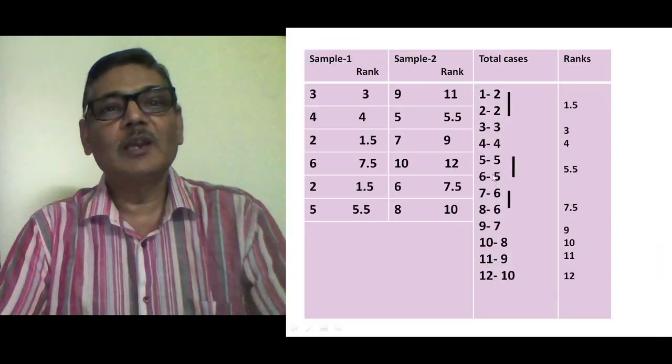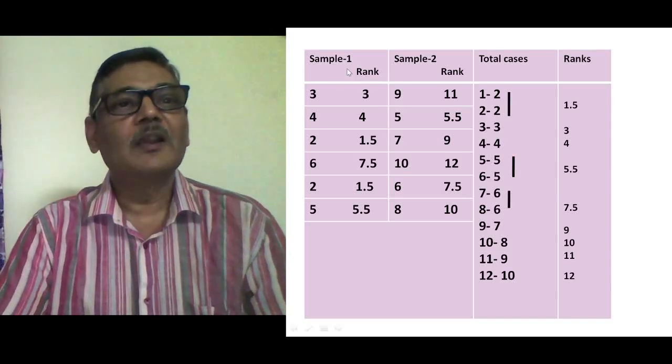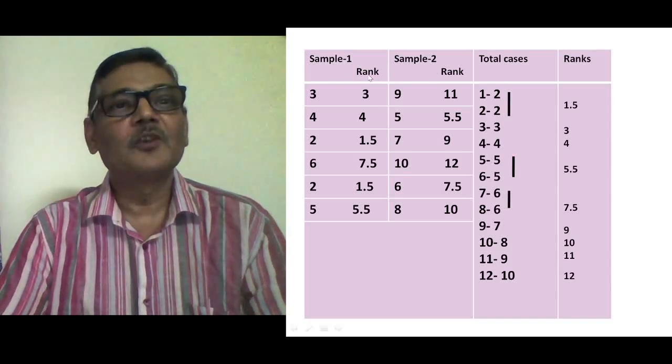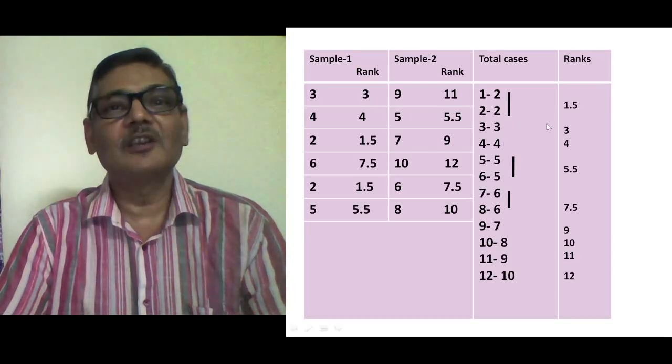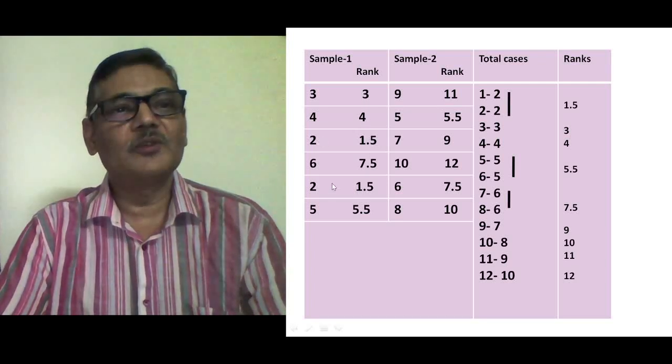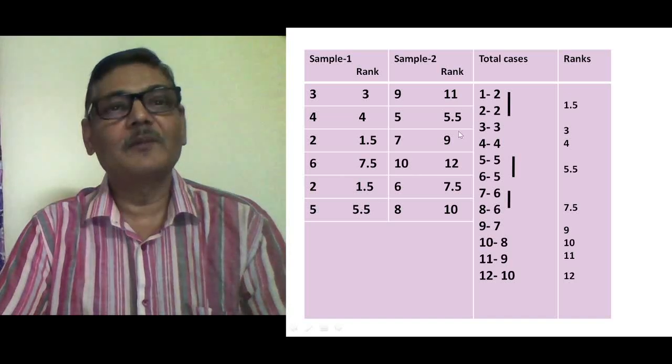So you will have to then put these ranks in sample 1 and sample 2. So these are ranks of sample 1, because 3 is being ranked as 3, here it is 3, 4 is being ranked as 4, 2 is being ranked as 1.5, again 2 is being ranked as 1.5, 6 is being ranked as 7.5, and then 5 as 5.5. In this second column also, this 9 is being ranked as 11, so 11 you are writing here. So this way you will go on writing the ranks.